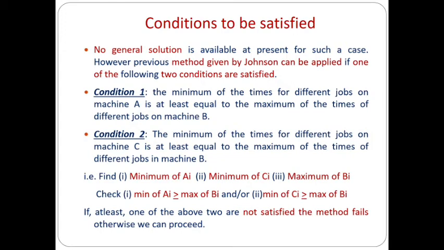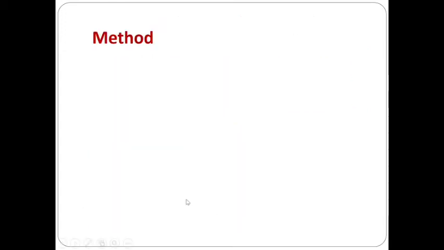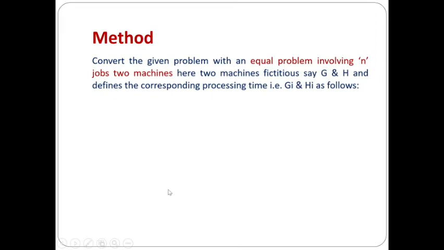After satisfying one of the conditions, we have to go through one more small procedure before applying Johnson's algorithm. If you have only 2 machines, we can obtain the optimum sequence, right? So first we have to convert the given problem into an equivalent problem having n jobs and 2 machines. Those 2 fictitious machines will be called G and H. We'll see how we can calculate the processing times of machines G and H.